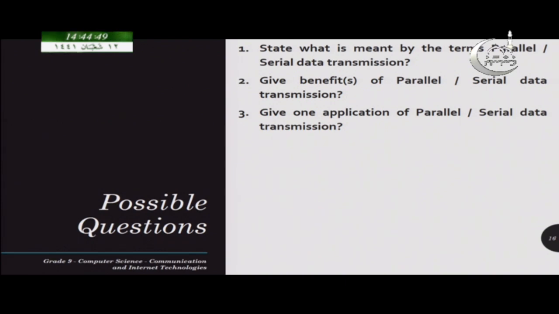Some of the possible questions are here. This is again possible questions. These are not the only questions. Some of the possible questions to get an idea of how it will be coming. State what is meant by the term parallel or serial data transmission. Give benefits of parallel or serial data transmission.